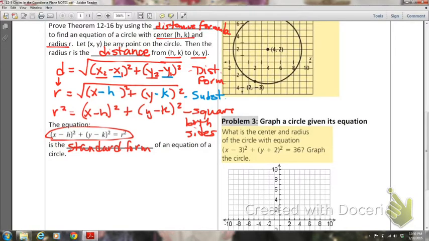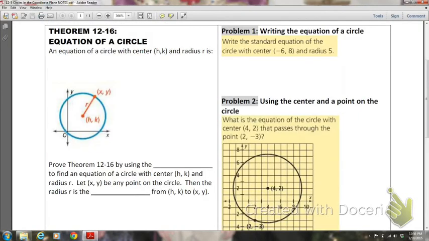So let's look at a few problems. So in problem 1, we're writing the equation of a circle, and they gave us the center and radius. So the center is the h and the k, and then we know that the radius is 5. So write the equation of the circle, x minus h, parentheses squared, plus y minus k, parentheses squared, is equal to r squared. And then substitute.